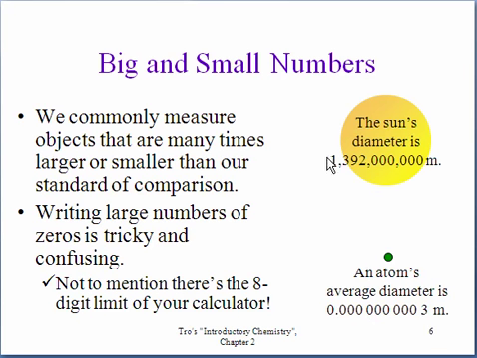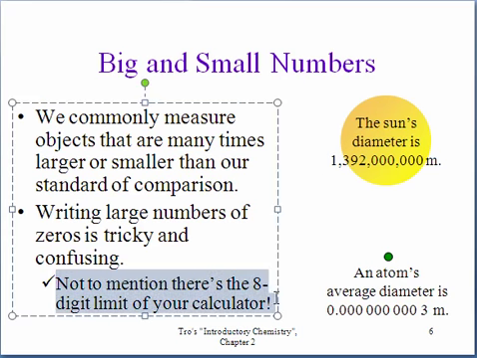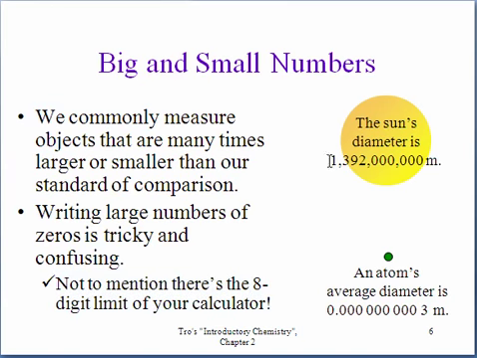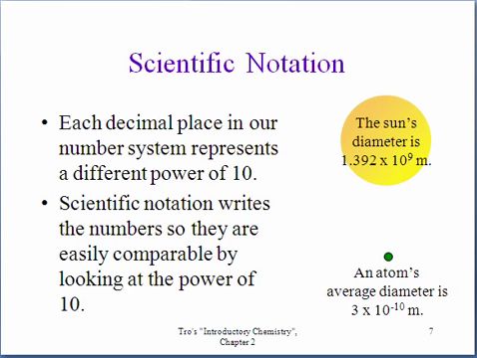So these take time and are unwieldy to write out, and then also some calculators have an 8-digit limit. So we're going to look at a handier, more easily accessible way to record these very large and very small numbers. It's what's known as scientific notation.